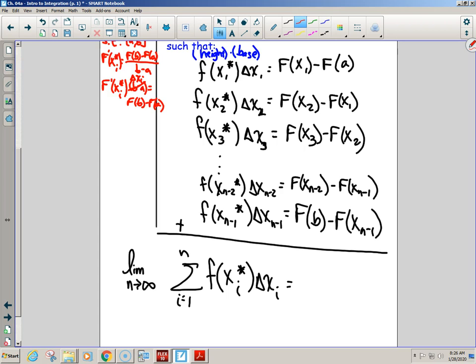MVT says there's going to be a special place where this rectangle is equal to this difference. All I need is more and more rectangles. It can be left, it can be right, it can be midpoint, it can be the guaranteed MVT one, which is what we're doing. What happens over here when I add? What happens to everybody else? I thought we were going to have an infinite addition.